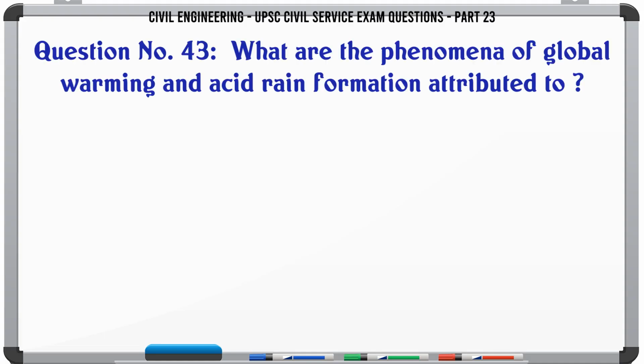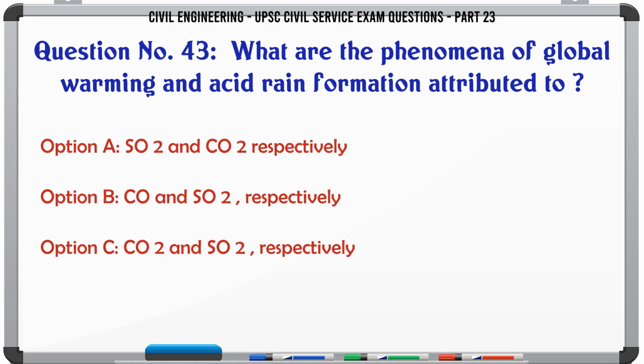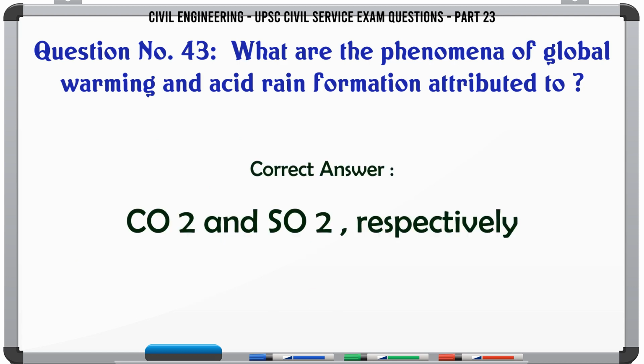What are the phenomena of global warming and acid rain formation attributed to? A. SO2 and CO2 respectively. B. CO and SO2 respectively. C. CO2 and SO2 respectively. D. CO and CO2 respectively. The correct answer is CO2 and SO2 respectively.